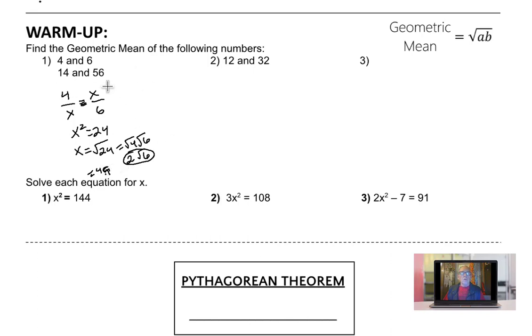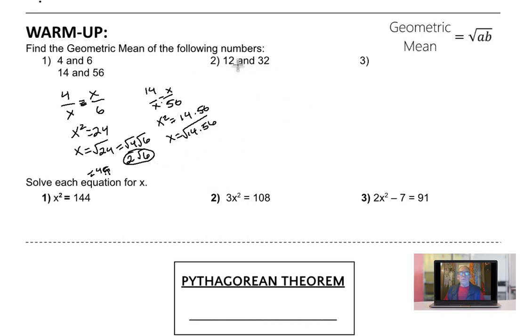Okay, so we want to talk about the geometric mean between 14 and 56. Same idea, 14, 56 in the corners, x in the other corners. Cross multiply, x squared is whatever 14 times 56 is, and then x is going to be the square root of 14 times 56.